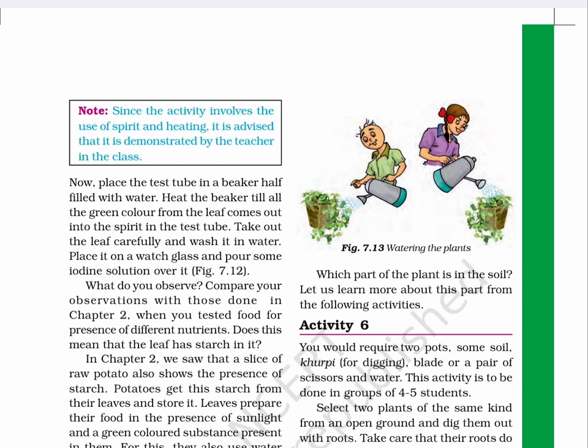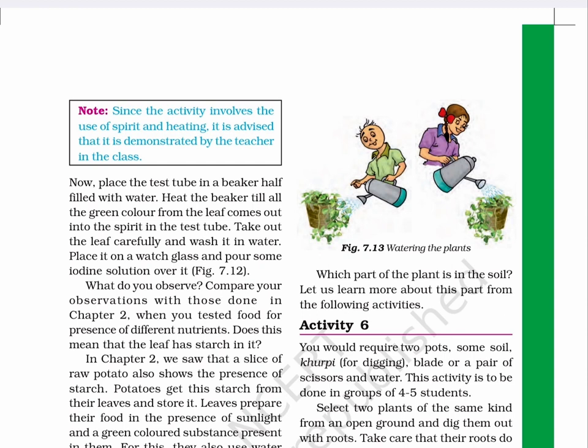Now, place the test tube in a beaker half filled with water. Heat the beaker till all the green color from the leaf comes out into the spirit in the test tube. Take out the leaf carefully and wash it in water. Place it on a watch glass and pour some iodine solution over it. Figure 7.12. What do you observe?